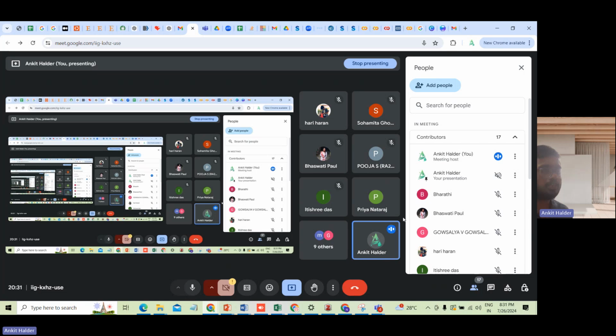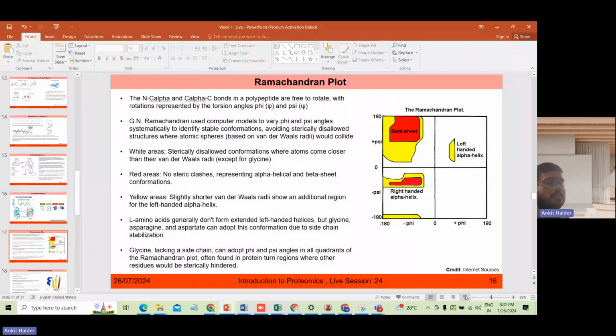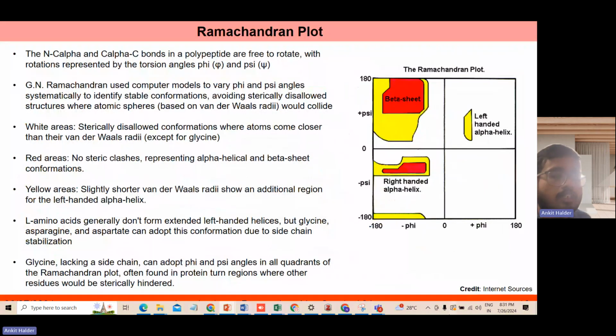So that is the C alpha, the alpha carbon with the C and the alpha carbon to N, right? So those are the psi and phi bonds. This is what led Ramachandran to decide on the structure of proteins: in which particular regions we will be able to rotate, and which will be the torsions and those angles. The N–C alpha and the C alpha–C bonds in a polypeptide are free to rotate, with the rotations represented by the torsion angles phi and psi.